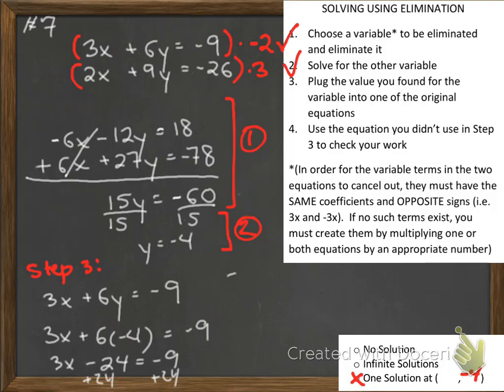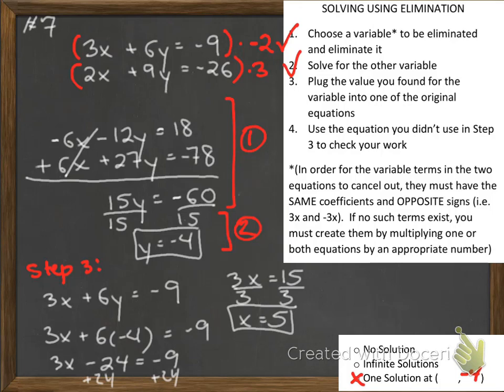And we get 3x equals 15. Then we would have to divide both sides by 3, and we find out that x equals 5. Okay, but again, we've done a lot of work here, guys, and the probability that I made a mistake somewhere is pretty high. So I'm going to go back and do this fourth step, which is to check my work.